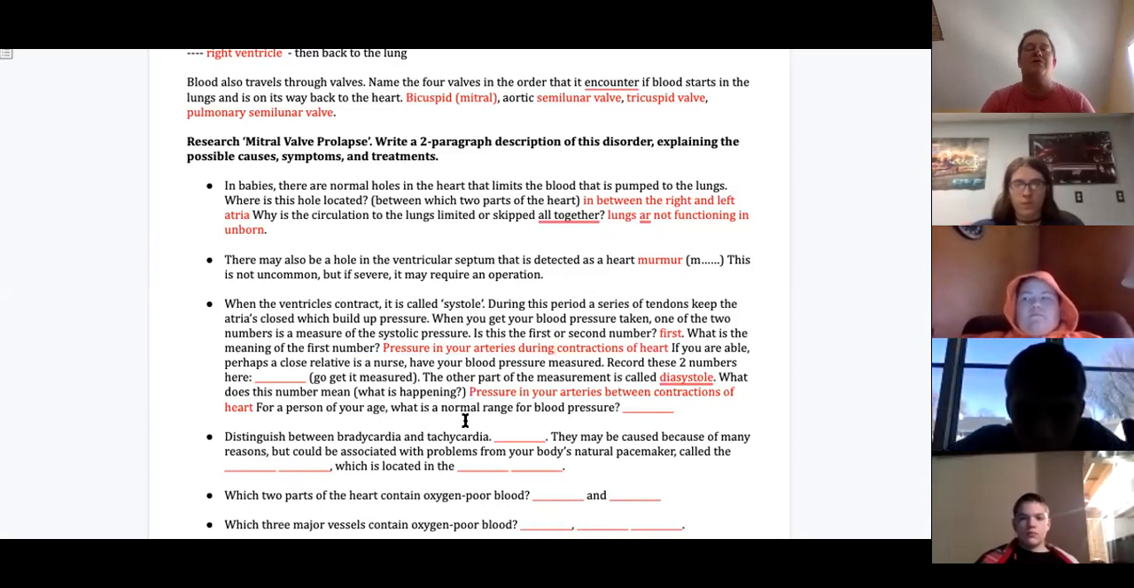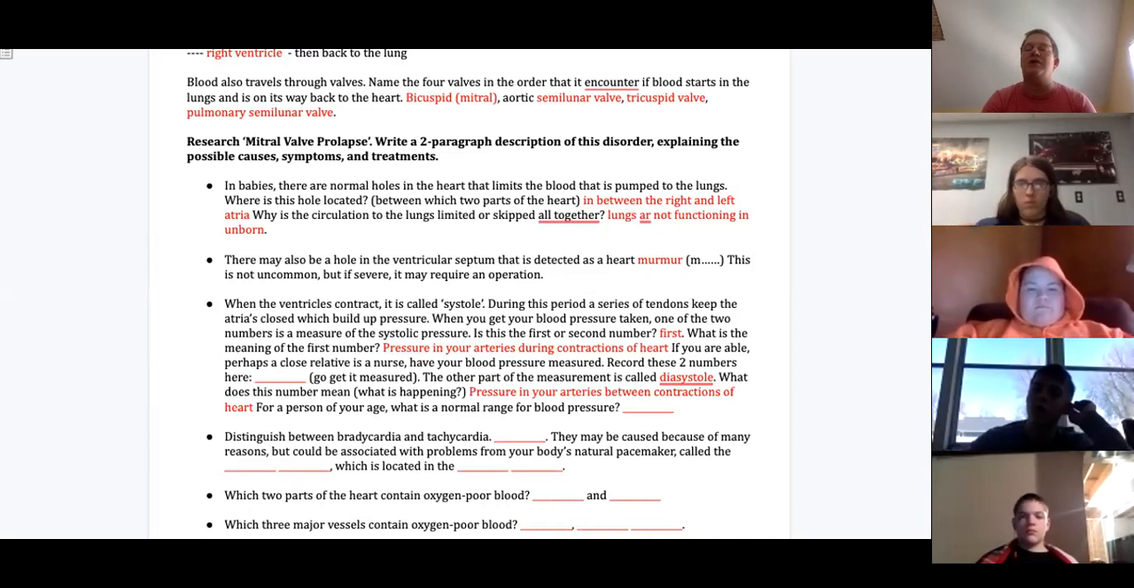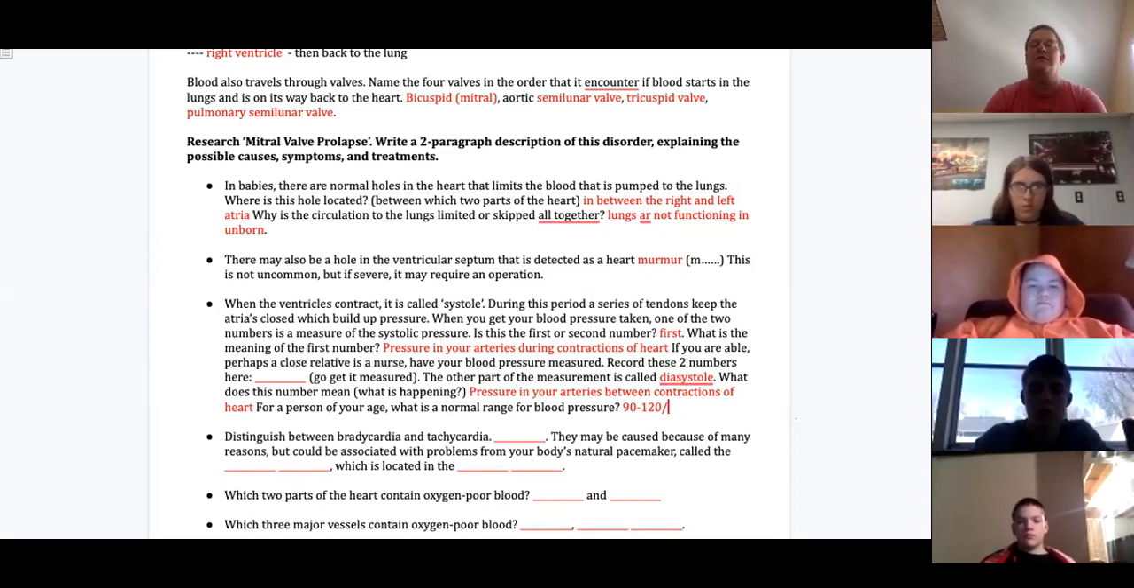For a person of your age, what's the normal range for blood pressure? It kind of varies. Your normal range for systolic pressure, and you guys are probably between 14 and 18, is between 90 and 120 for the top number, over 50 to 80 for the bottom number.